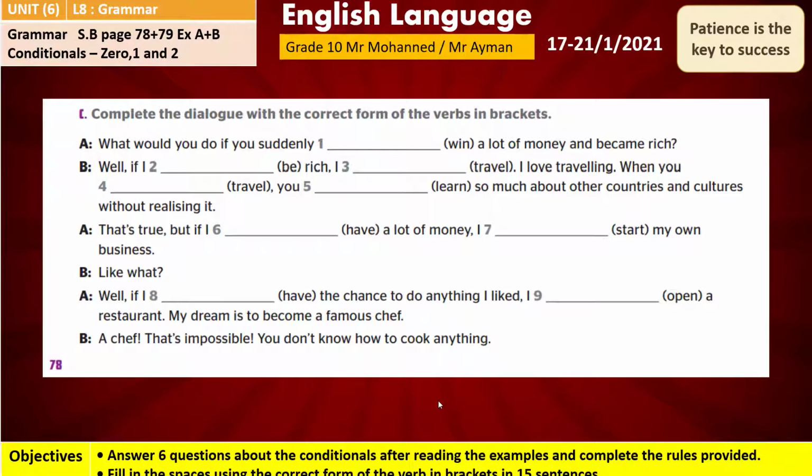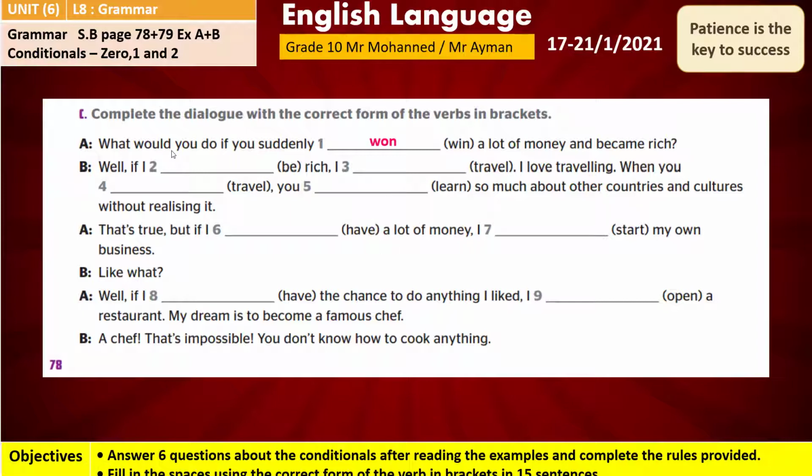We have a new objective and new task here. We are going to complete the dialogue with the correct form of the verbs in brackets. What would you do if you suddenly got a lot of money and became rich? Look here, dear students, I'm pointing at would. Would means that this conditional is a second conditional, and we are going to complete the space here using the past simple, because this is the second conditional.